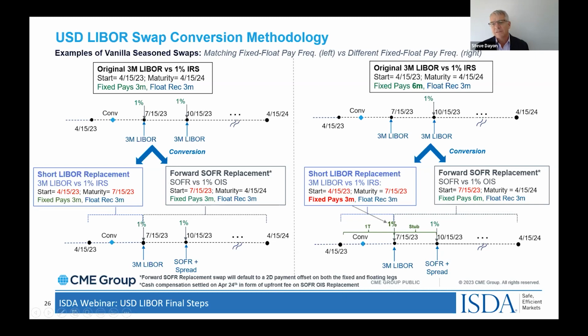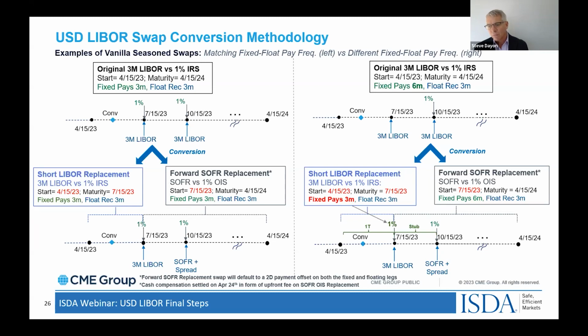On the right here, I just wanted to highlight one of the exceptions to the rules that we've discussed. We talked about maintaining payment frequencies. If we had a swap, and we do have plenty of these, which has a 6-month payment frequency on the fixed leg and the floating leg is a 3-month frequency, and the swap just sets up so that one of the quarterly payments is representative and the other one is non-representative, CME will actually break the payment frequency for that period on the fixed leg.